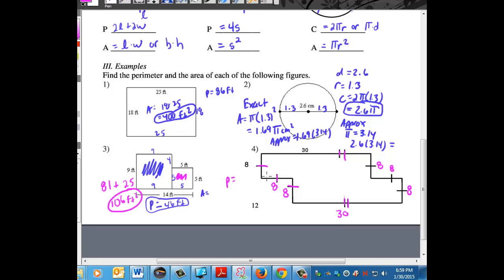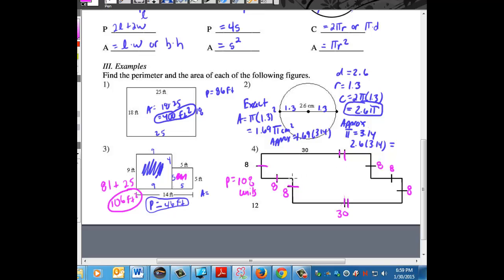Remember that for perimeter, we can just add up all the sides. So 30 plus 8 plus 8 plus 8 plus 30, and then plus 8 plus 8 plus 8. So we're at 24, 48 plus 60 is 108. So we have 108 units.